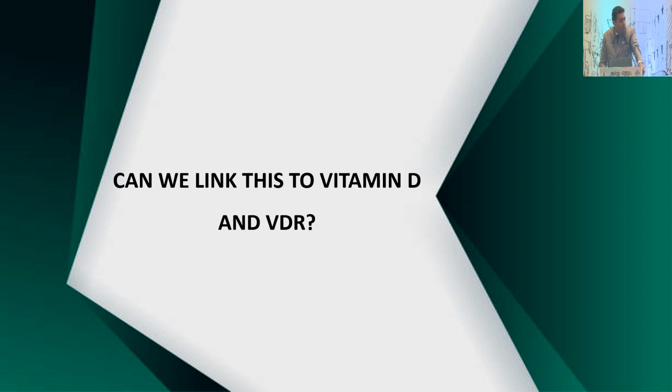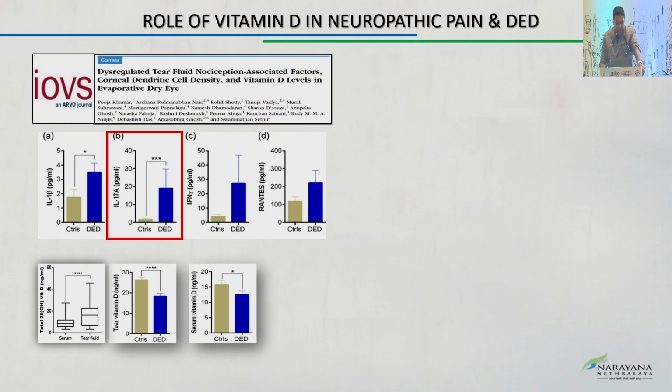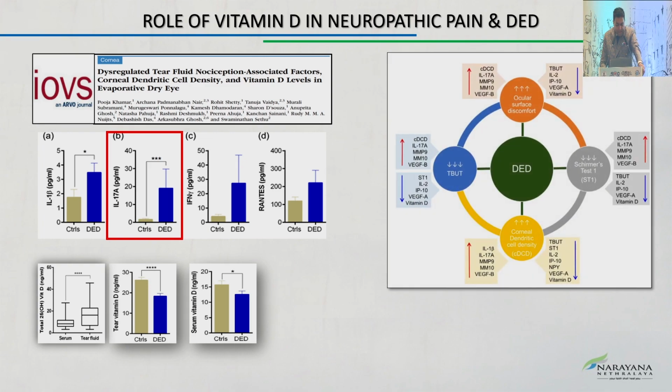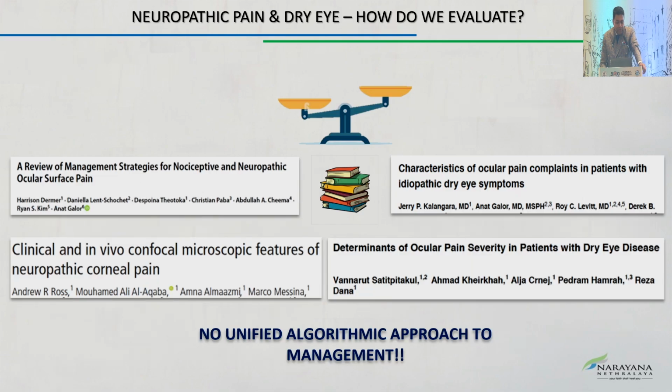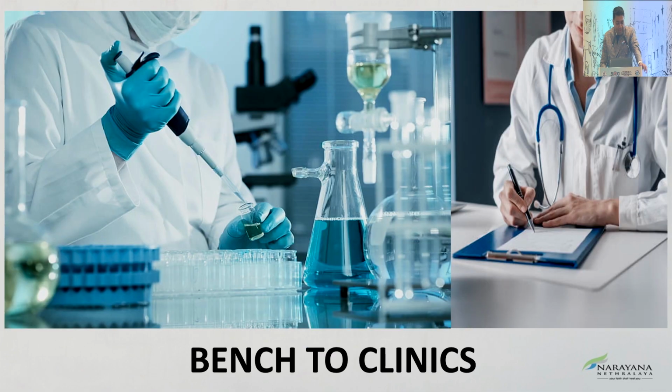One of the reasons we had to look at the role of vitamin D in neuropathic pain is what we published here. The patient's vitamin D has a huge impact in maintaining nociception. It controls the nociception. When you have low vitamin D, the nociceptive factors increase. So all the factors which are necessary for nociception increase. That means the person becomes 100 times more sensitive than somebody who has near-normal vitamin D. And this is also driven by vitamin D receptors in your cornea. So there's no uniform algorithm to manage this pain.